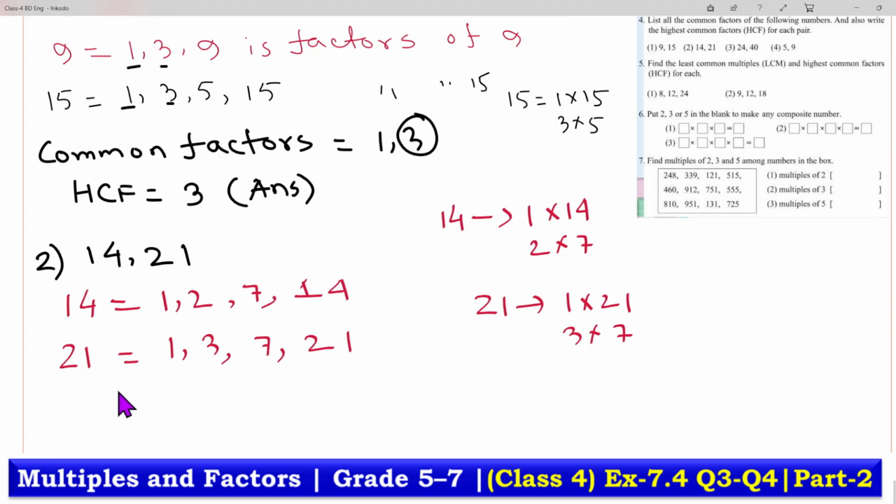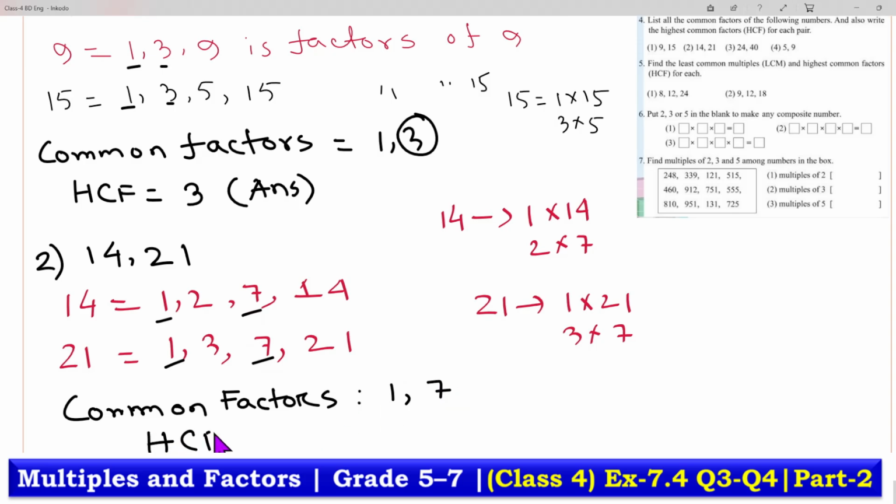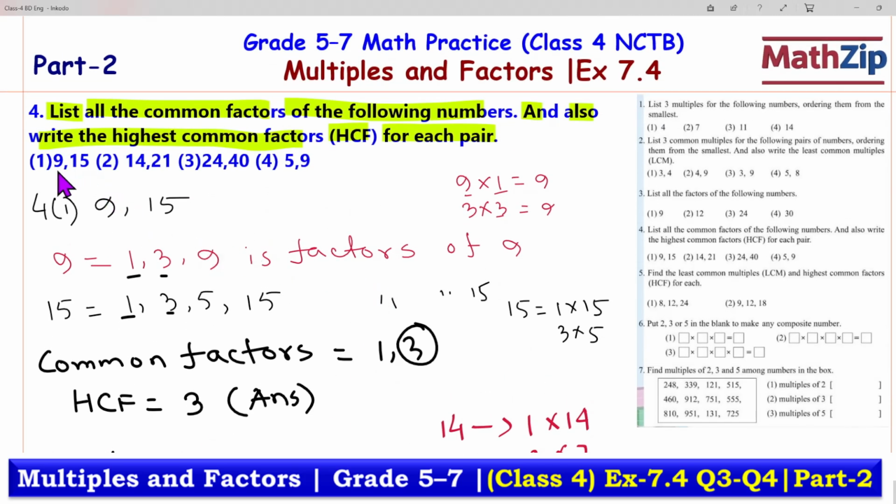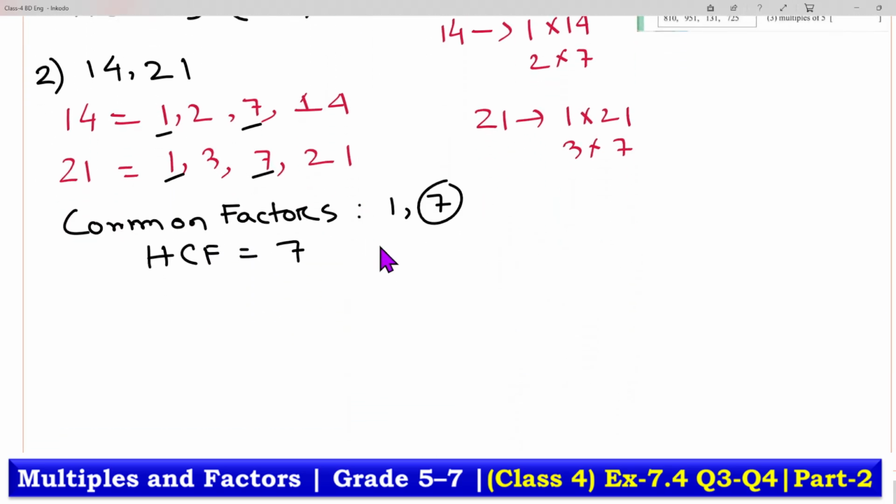So what are the common factors of 14 and 21? Common factors are 1 and 7. So the HCF is the highest one, which is 7. Very simple. So numbers 1 and 2 are done. Number 3, 24 and 40.